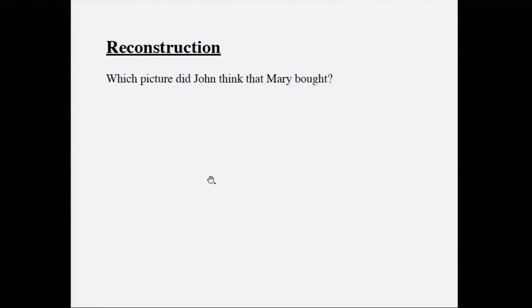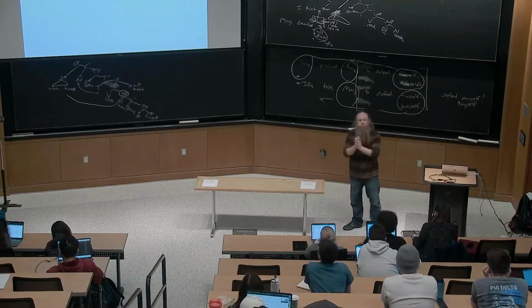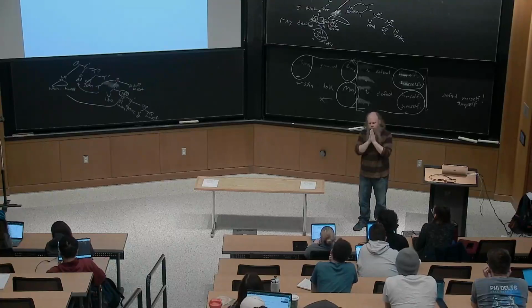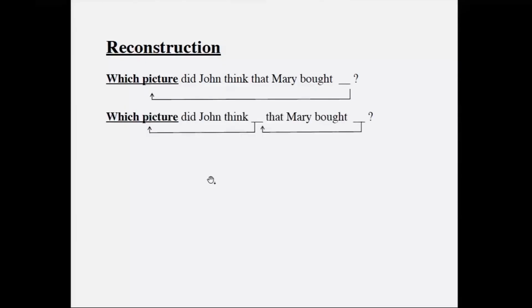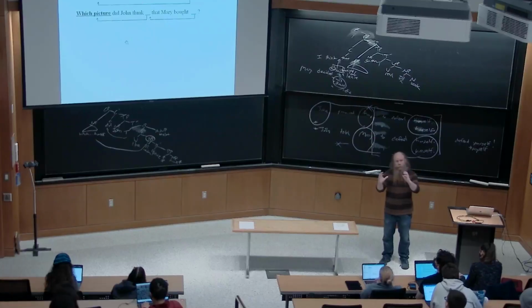Okay. Now, let's think about longer, more complicated questions, like which picture did John think that Mary bought? So which picture has WH moved, right? But we talked about this question, about whether it has moved once in one mighty leap, started off as the object of buy and moved through all of that intervening material and became the specifier of the higher CP, or moved in a series of hops. Notice that John thinks that Mary bought a picture has two CPs in it. There's that Mary bought a picture, that's the embedded clause, and then there's the matrix clause.